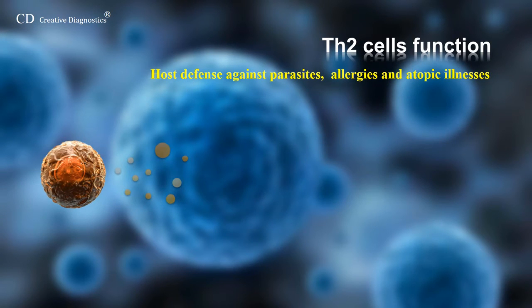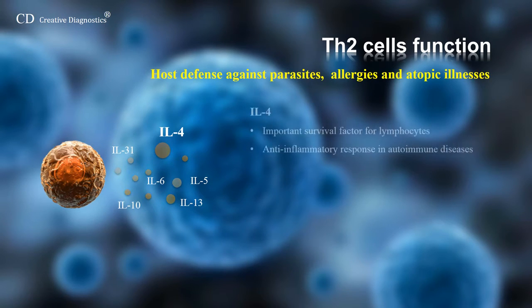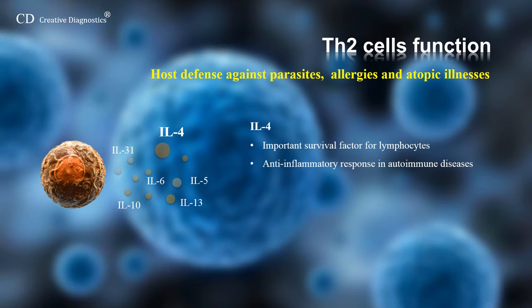Th2 cells are recognized for their role in host defense against multicellular parasites and their involvement in allergies and atopic illnesses. Th2 cells are best known for the production of interleukin 4, 5, 6, 10, 13 and 31. Interleukin 4 is a multifunctional, pleiotropic cytokine. It promotes the survival of lymphocytes, differentiation of dendritic cells and anti-inflammatory response in autoimmune diseases.